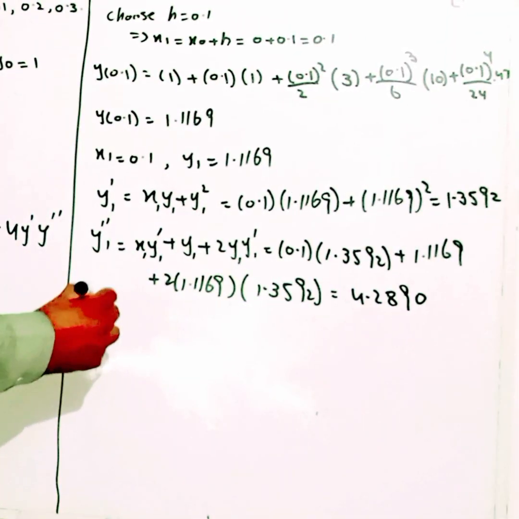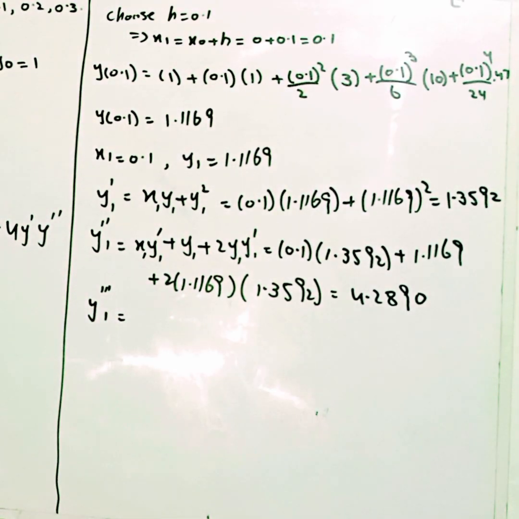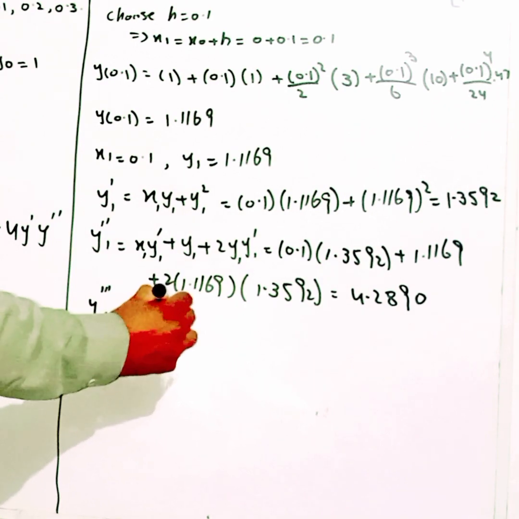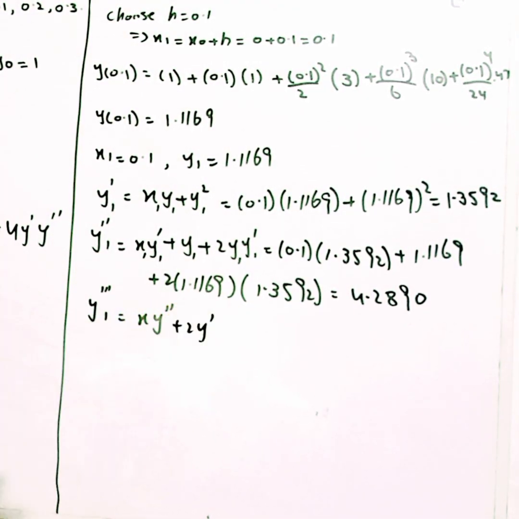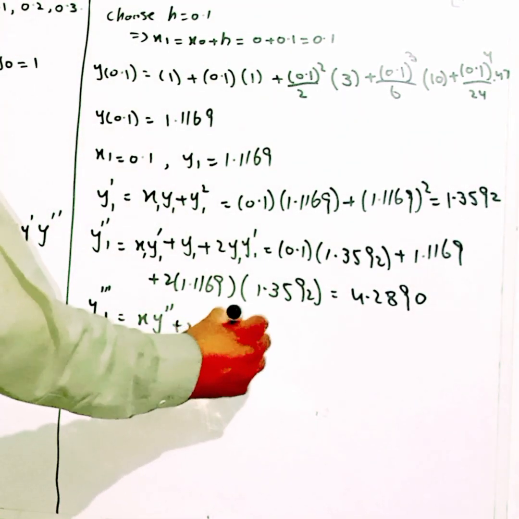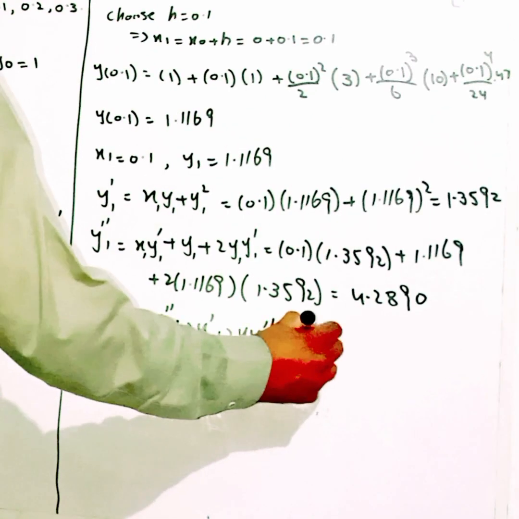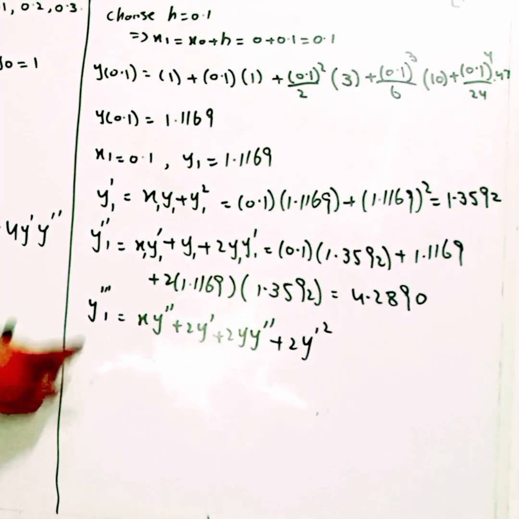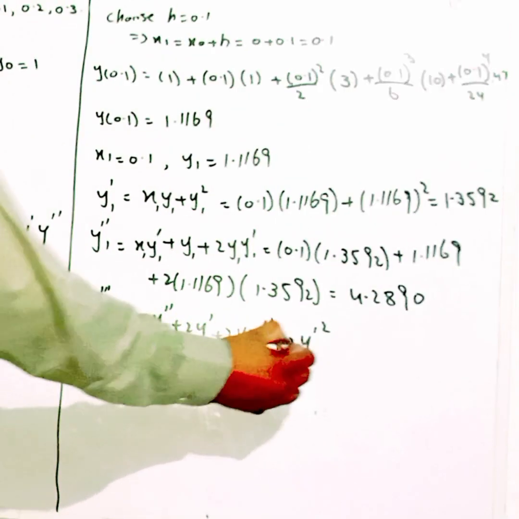After simplifying this expression we obtain y double prime 1 is equal to 4.2890. Similarly y triple prime 1, we know that y triple prime is equal to x y double prime plus 2y prime plus 2y y double prime plus 2y prime square, and at x is equal to x1 it will become x1 y1 double prime plus 2 y1 prime plus 2 y1 y1 double prime plus 2 y1 prime square.